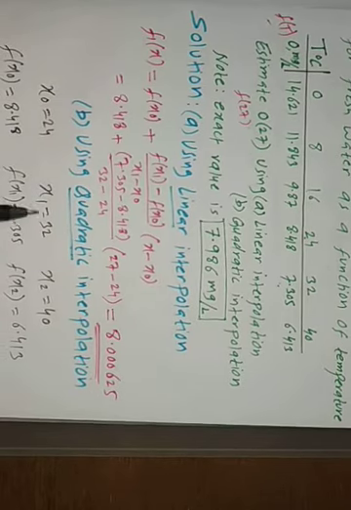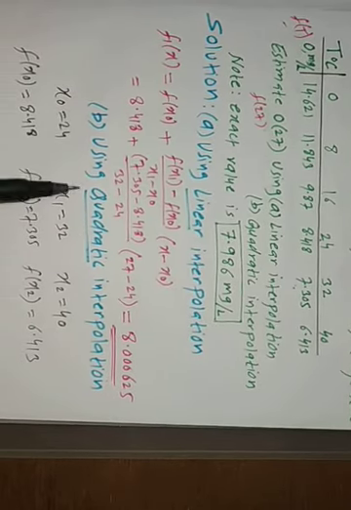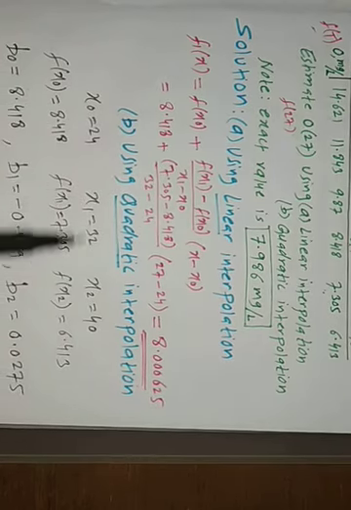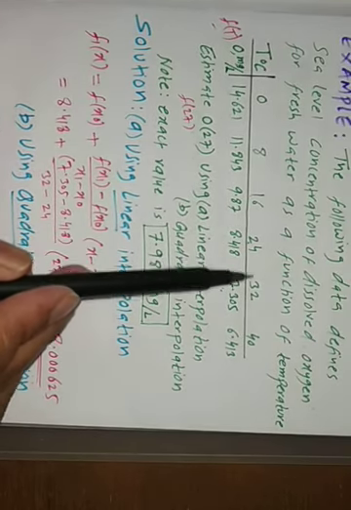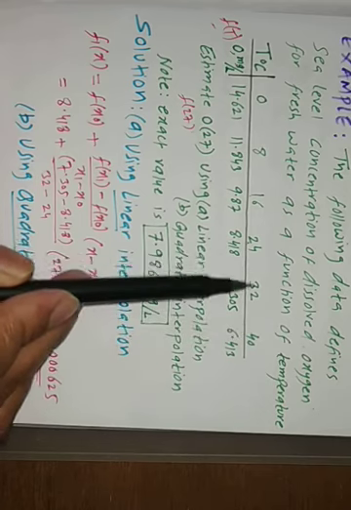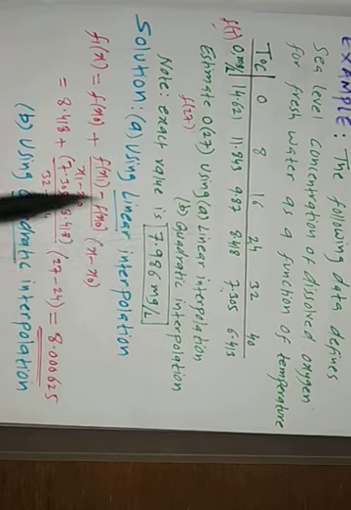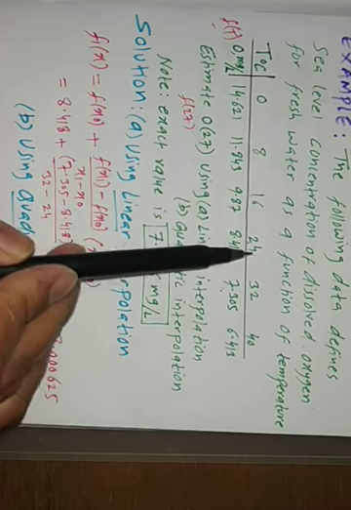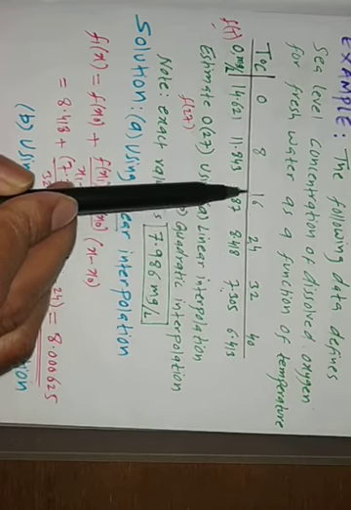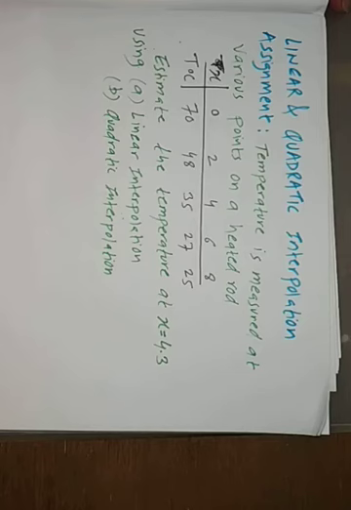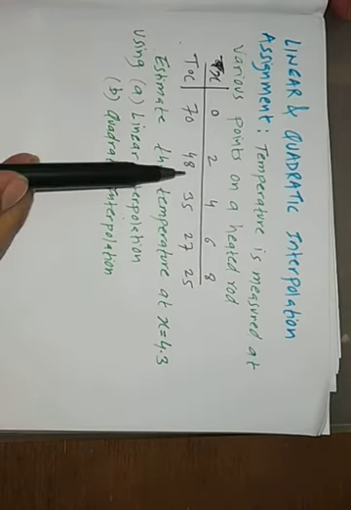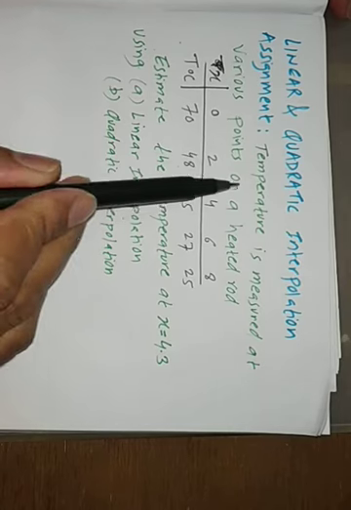Now you can solve this problem using quadratic interpolation by changing these points. I have taken 24, 32 and 40. These 2 points are compulsory, 24 and 32, because 27 lies in between these two. So you solve this problem again using these 3 points, 16, 24 and 32.